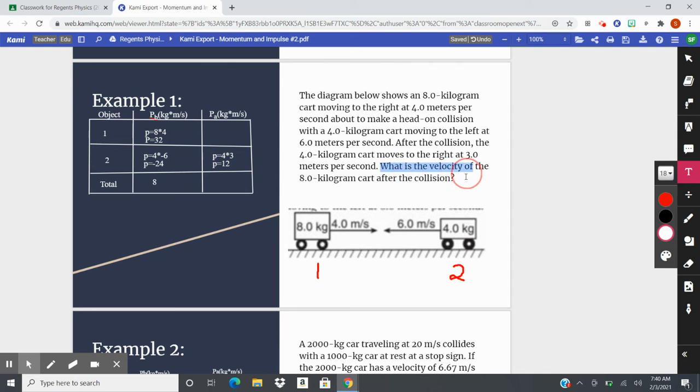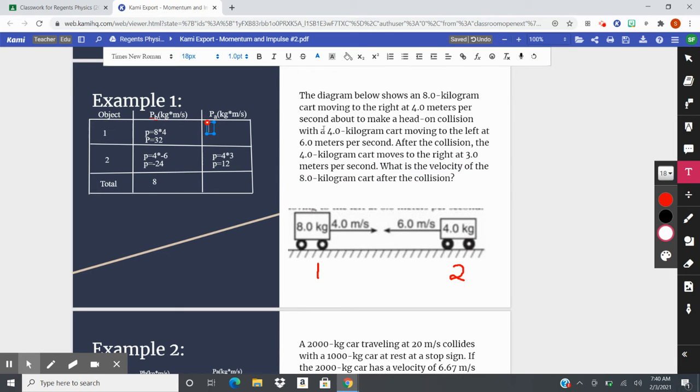Now, guys, what are we trying to solve for here? It says, what is the velocity of the 8 kilogram cart after the collision? Well, that means we need to solve for the velocity for object 1. So setting this up in our chart, we have P equals still 8 kilograms, right? The mass does not change. But we're multiplying that now by V, right? We don't know what the velocity is. So that just looks like P is equal to 8V.